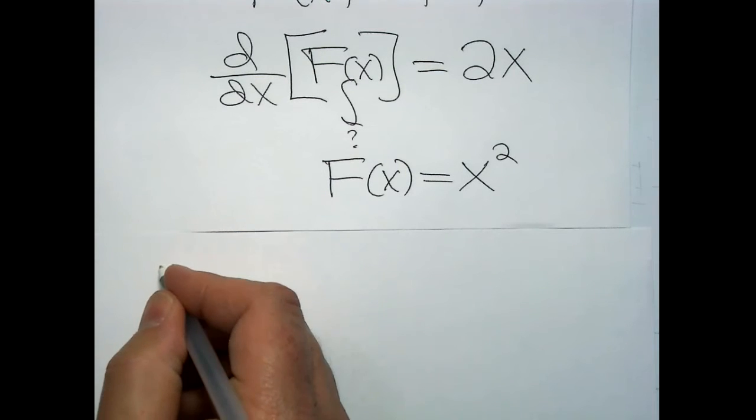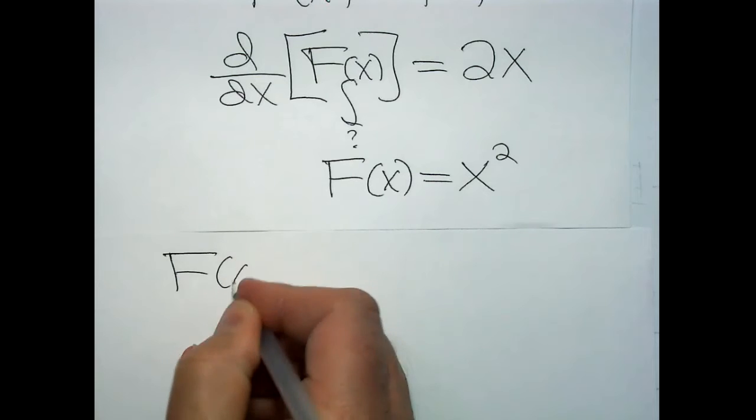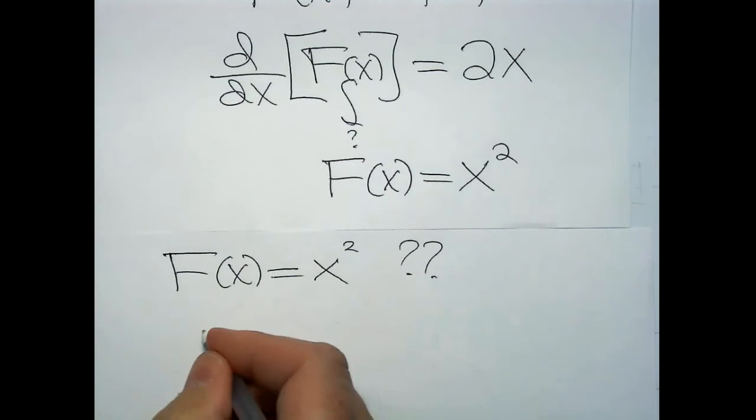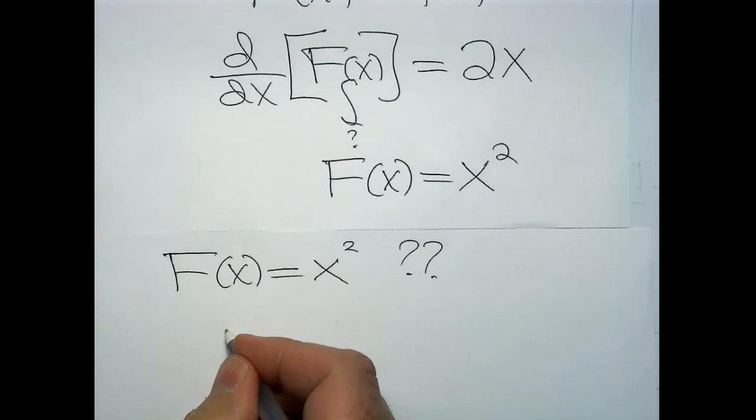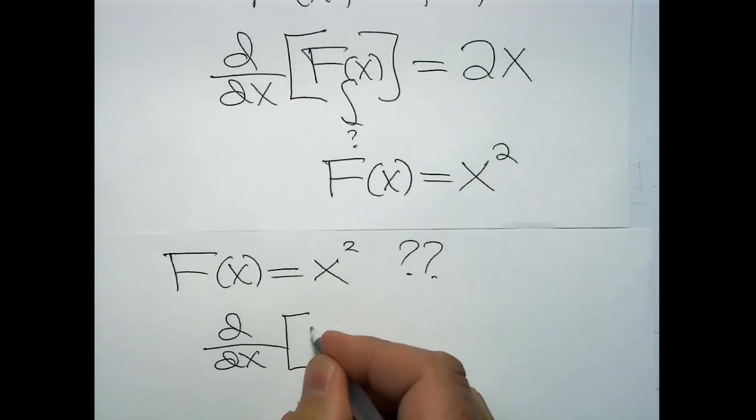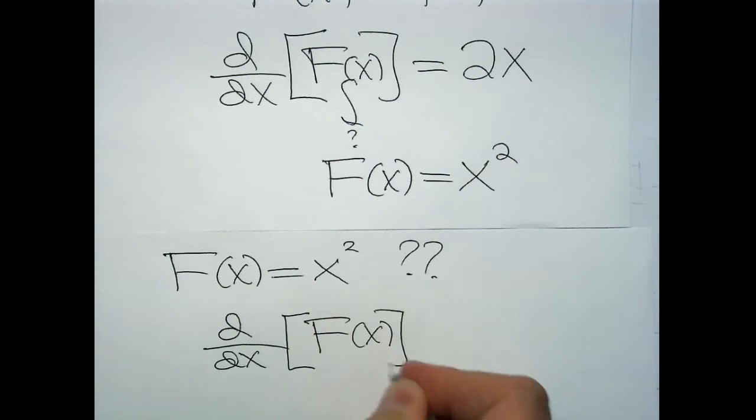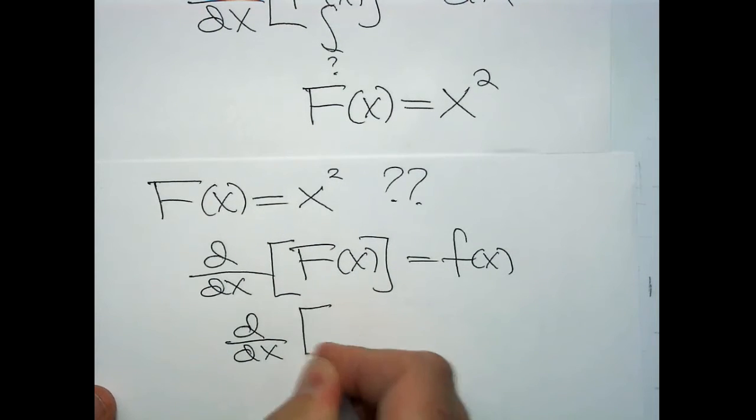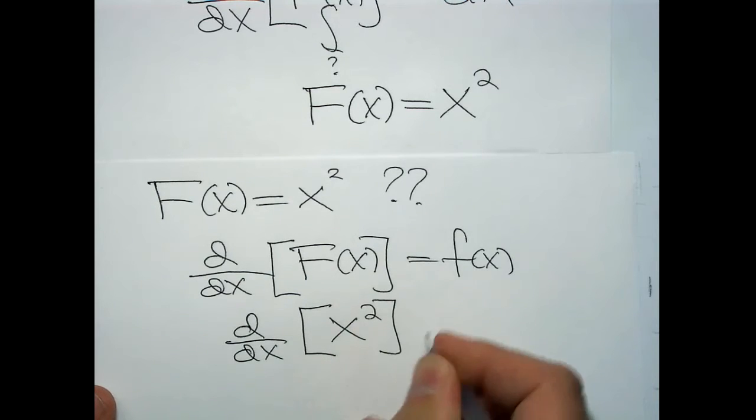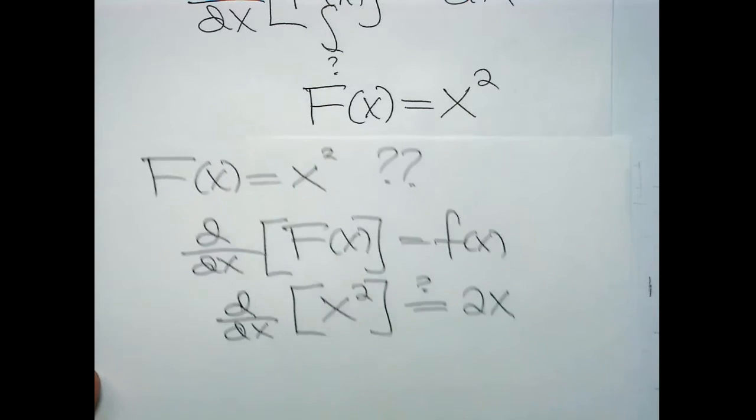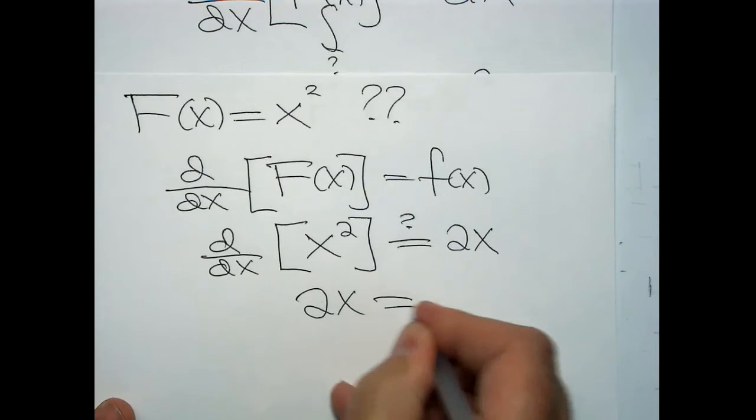So let's test that theory out. Is it true? Is x squared the antiderivative? Well, this is always the way to check the antiderivative, and that is to take its derivative. The derivative of capital F of x has got to be this lowercase f of x. And so therefore the derivative of what you propose perhaps to be the antiderivative, x squared, is that truly equal to the lowercase f of x? And the answer is, once again, yes.